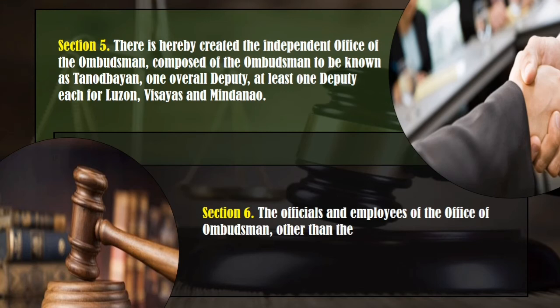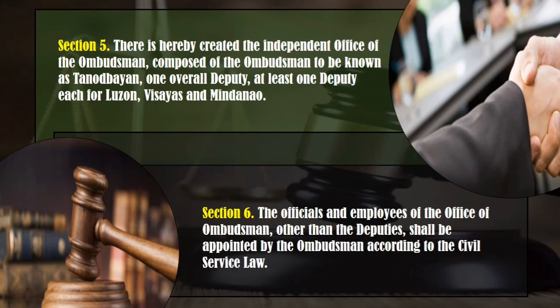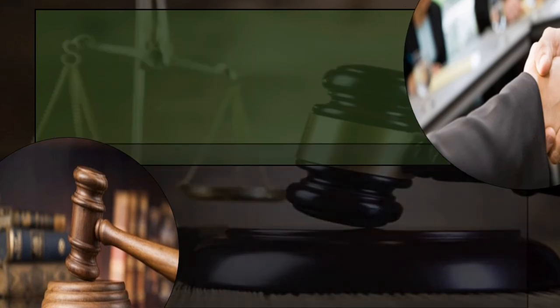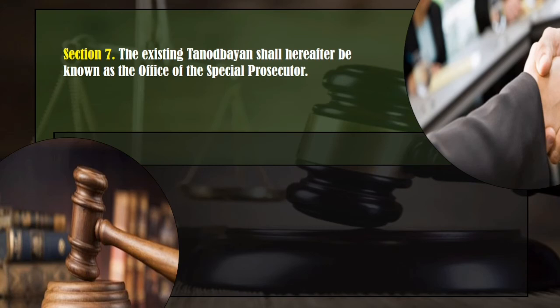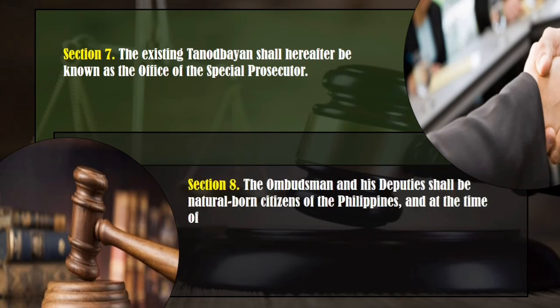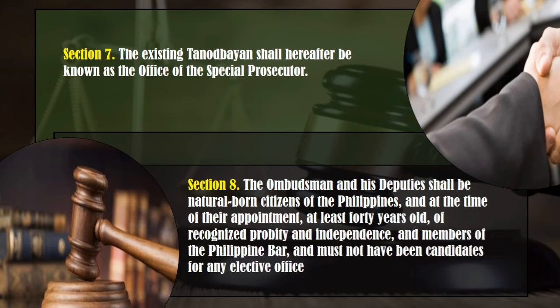And next, Section 6 provides that the officials and employees of the Office of the Ombudsman, other than the deputies, shall be appointed by the Ombudsman according to the Civil Service Law, while Section 7 provides that the existing Tanod Bayan shall hereafter be known as the Office of the Special Prosecutor, and it shall continue to function and exercise its power as now or hereafter may be provided by law, except those conferred on the Office of the Ombudsman created under this Constitution.